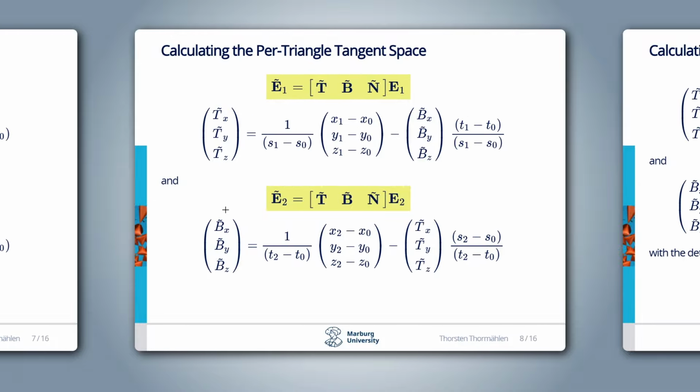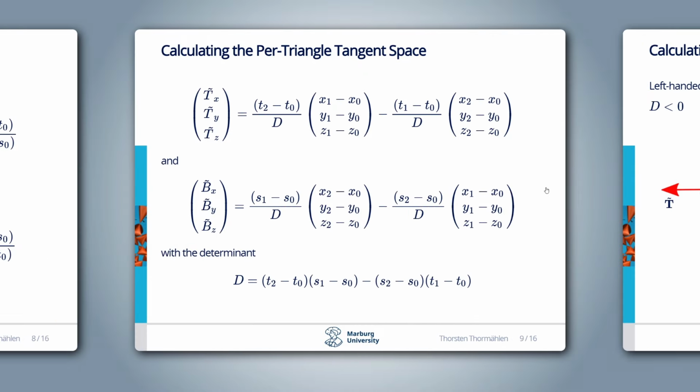Now we can insert B tilde here and solve for T tilde. And we can insert T tilde here and solve for B tilde. This gives us the closed form solution for the tangent T tilde, and here's the solution for the bitangent B tilde. However, notice that we are dividing by this value d here, so it must not be 0.